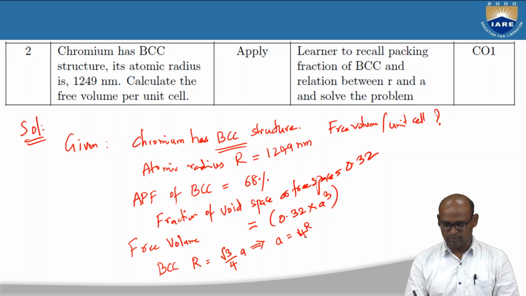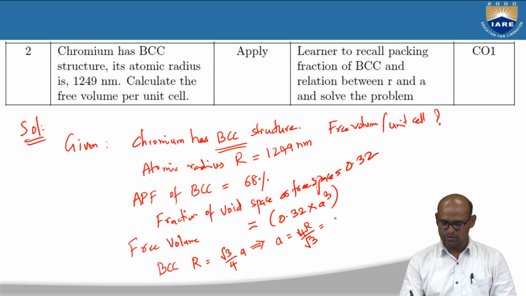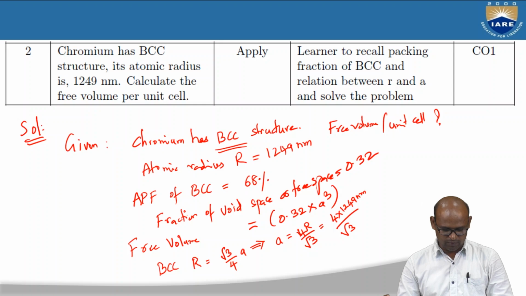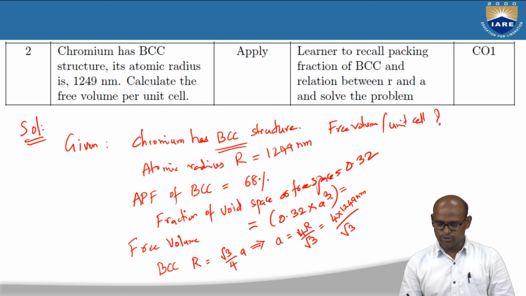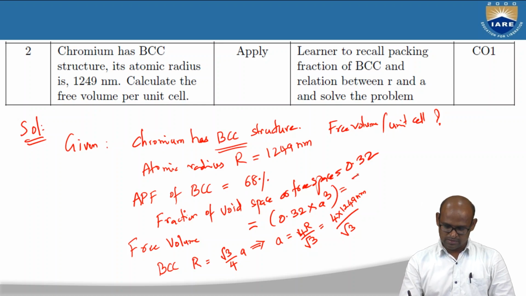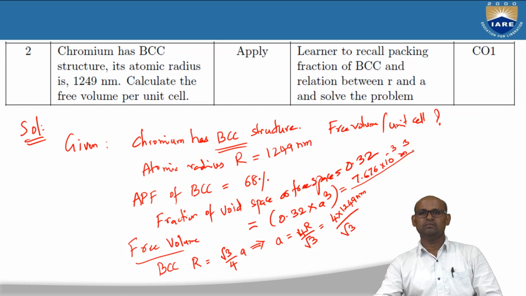So, that is 4R divided by square root 3. Okay. So, I know the value of atomic radius, right? So, I can substitute the value of R. So, that is 4 into 1249 nanometers. I can convert into meters, divided by square root 3. Okay. So, I get the value of a, and then I substitute in the free volume formula: 4 into 1249 divided by square root 3 into 10 power minus 10, whole cube. Then I get the free volume, which is 7.676 into 10 power minus 3 meter cube. So the free volume of the given BCC chromium is 7.676 into 10 power minus 3 meter cube.